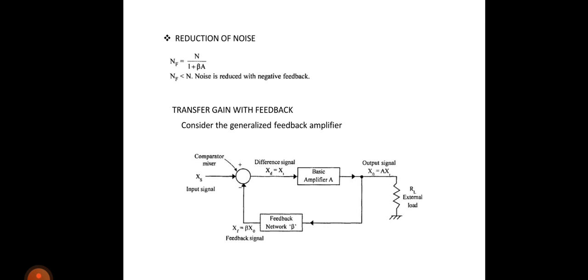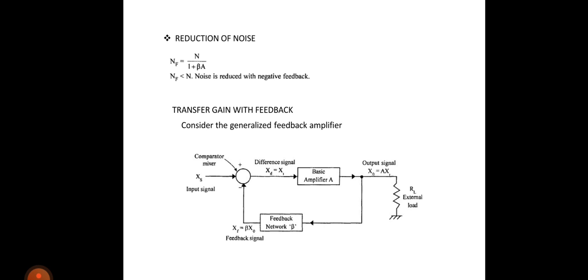Reduction of noise. With negative feedback, noise will be reduced; it will be divided by the factor 1 plus A beta. Remember this point: NF is less than N, where NF is the noise with feedback and N is the noise without feedback. So with negative feedback, noise is reduced.